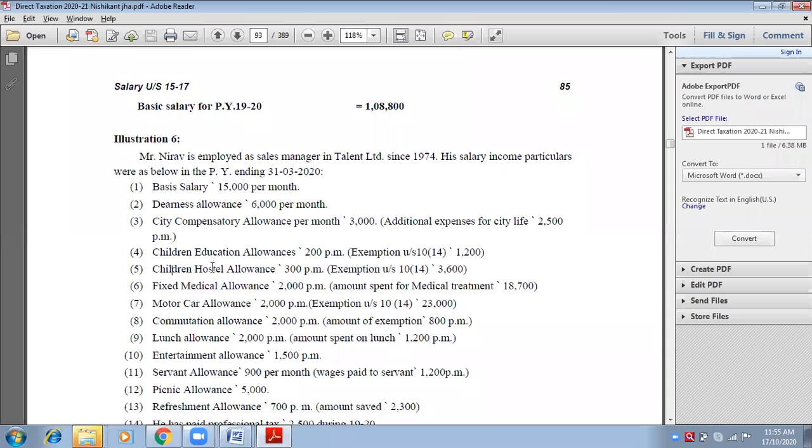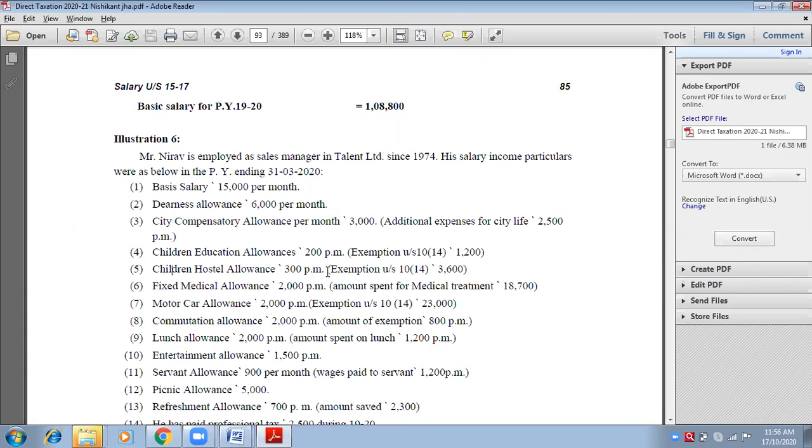In the particulars column, write children hostel allowances. Make a bracket there. 300 into 12, and it is 3,600. Inner column. 3,600 inner column. Now, in the next line, write down less exemption under section 10 subsection 14.